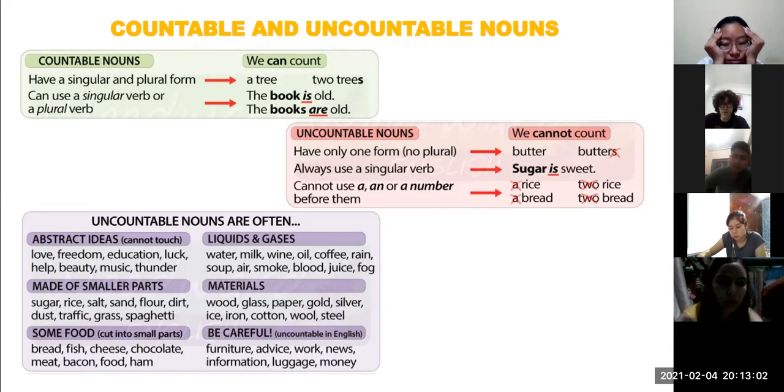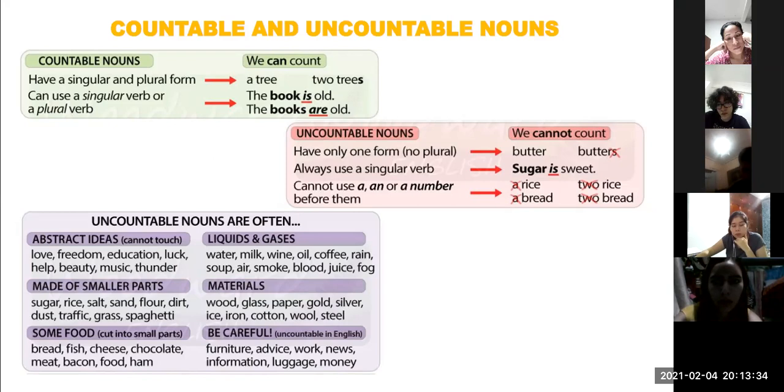So then we have liquids and gases, okay? So we have water, milk, wine, all these liquids. Materials too, for example, wood, glass, paper, all these uncountable. And we have to be careful because some words in Spanish can be countable and in English uncountable. For example, advice. What is advice in Spanish? Consejo. Consejo, right? And in Spanish, this word is countable or uncountable?